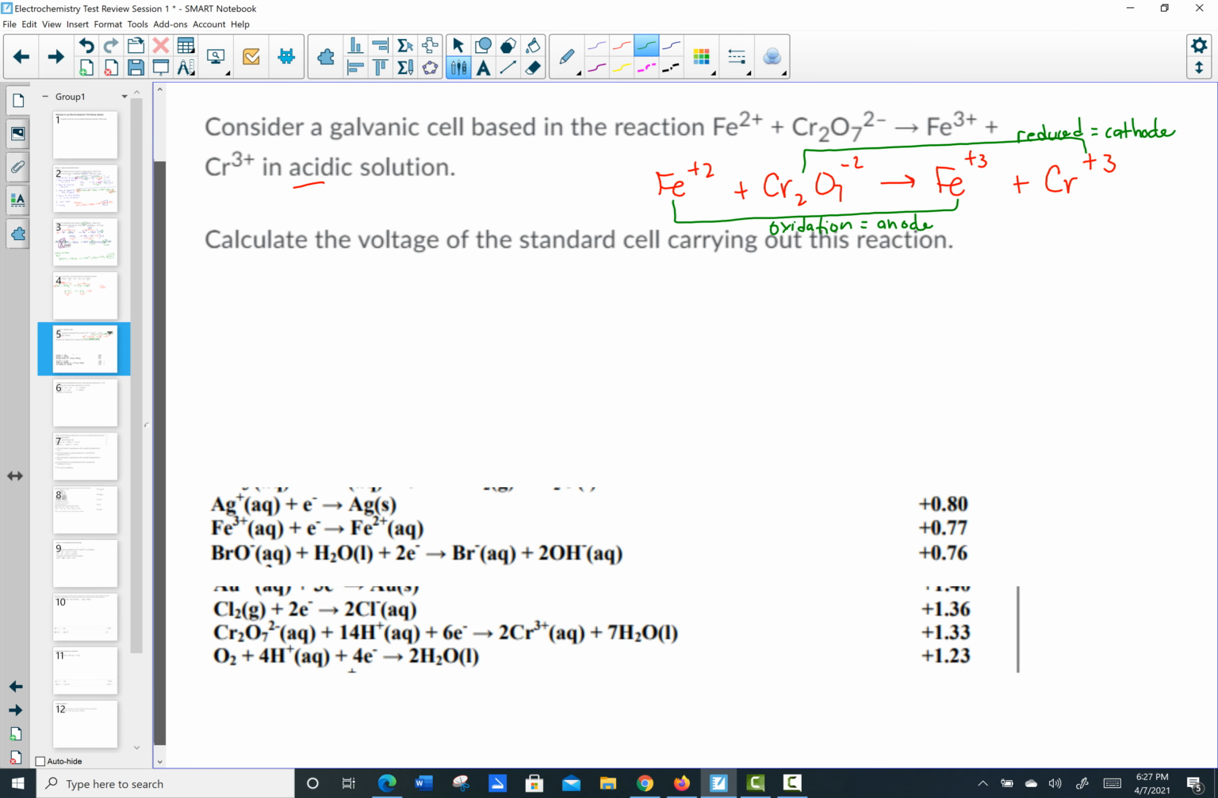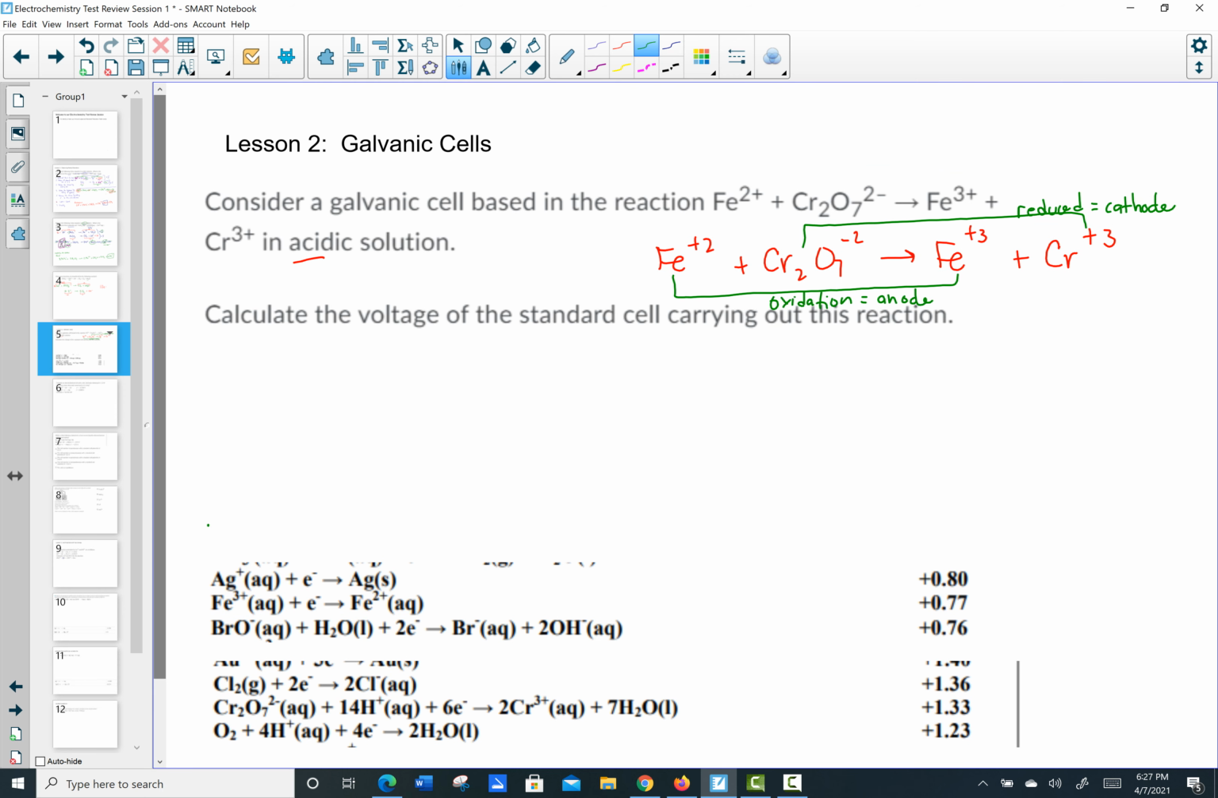Now, from a screenshot of your standard reduction table, I just grabbed the iron +3 going to iron +2, and notice that its voltage here is 0.77. So this is 0.77 volts. And in the second screenshot down here, I grabbed the dichromate forming chromium +3. Do you see that? I just want you to really take your time and become familiar with your standard reduction table. That value given to us in a table, we had to look it up, is 1.33.